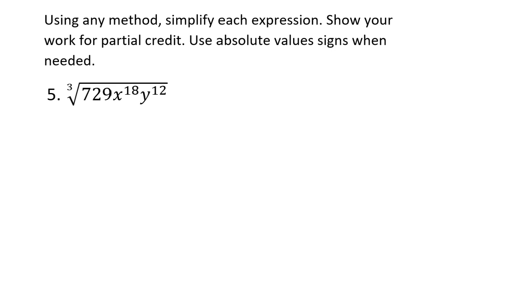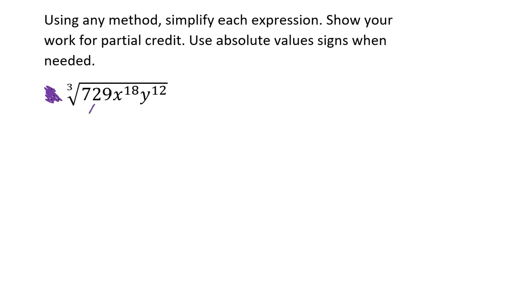All right, it says use any method, simplify each expression, show your work for partial credit, and use absolute value signs when needed. So here, you can use any method you desire to use. I'm going to just try to simplify the radical. So one thing to realize, this is question 5, so 5 dot. This is not part of the actual question itself, so I'm just going to kind of scratch this out so we don't accidentally use that. It's just meant to be question 5 on the study guide.